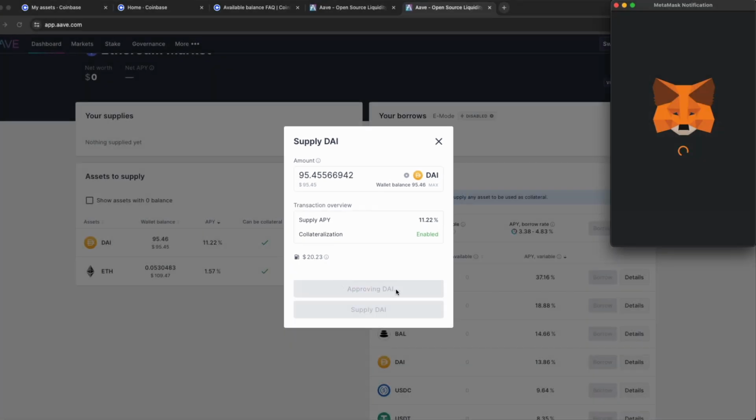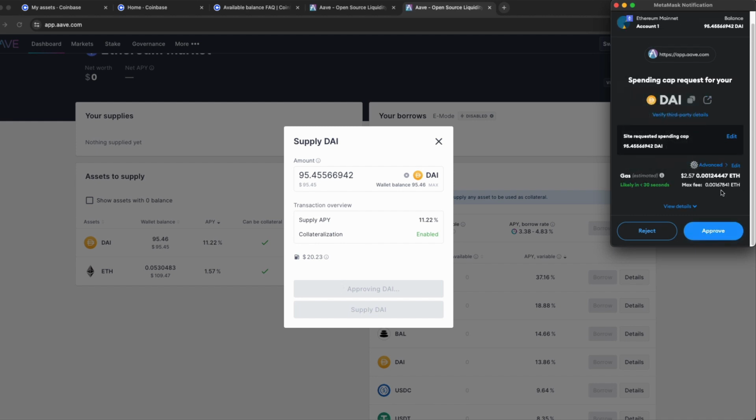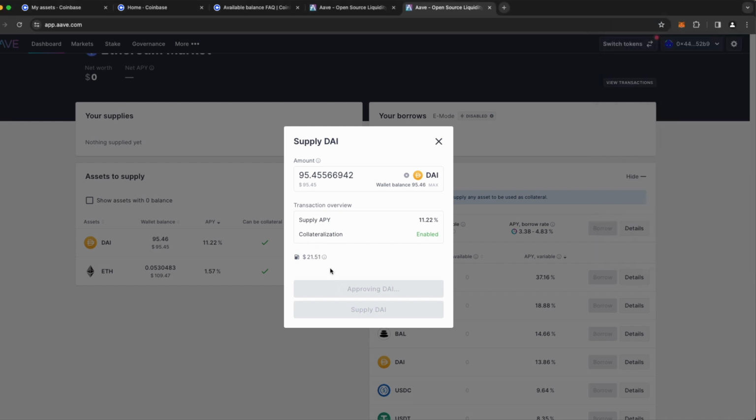So we have to approve DAI to continue. I'm going to go ahead and approve that, and go. Then I'm going to approve. Basically, what we've done is approved the protocol to talk with MetaMask and allow access to the DAI. Once that transaction is settled on the blockchain, we'll be able to supply the DAI. So we're just waiting here on that.